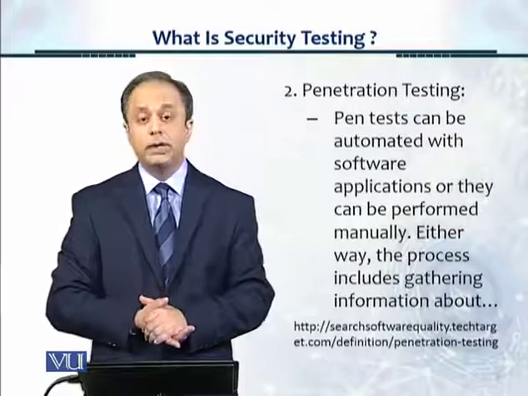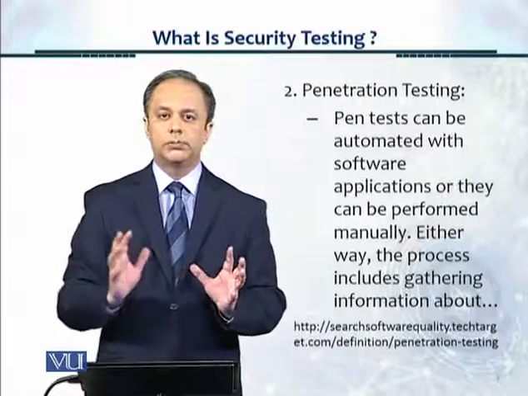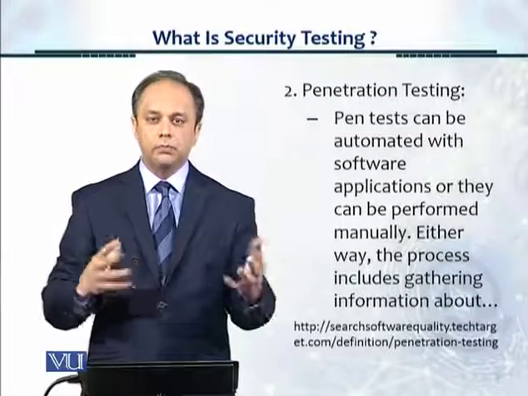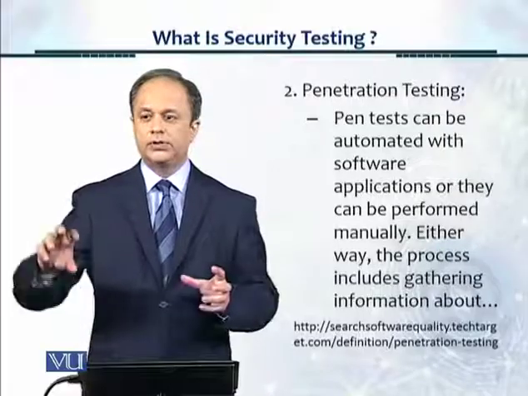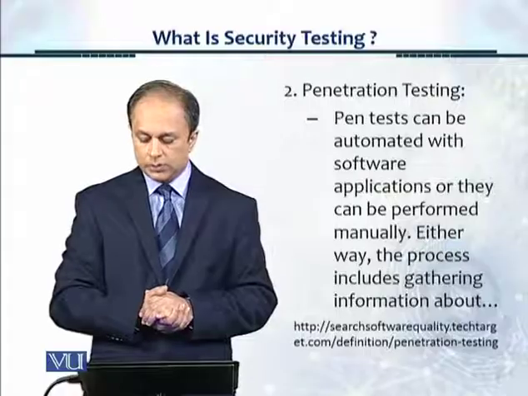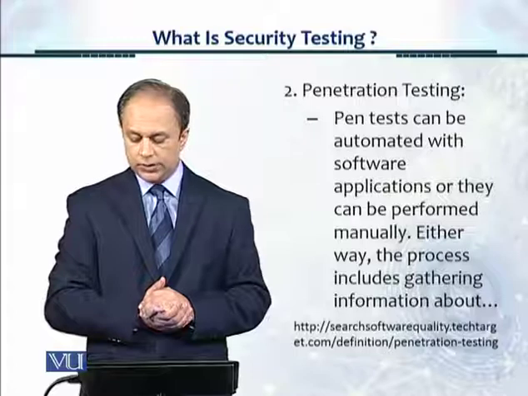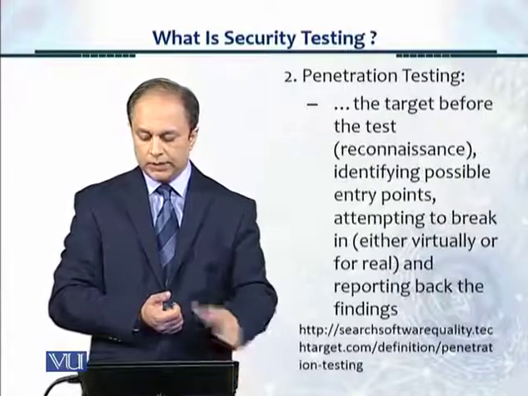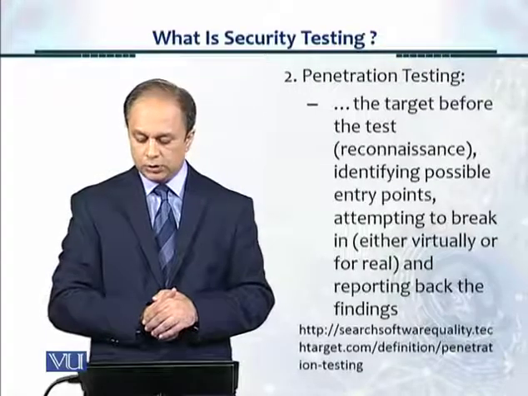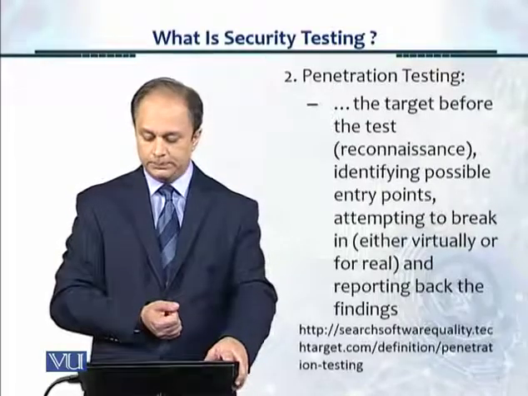Pen tests can be automated, and usually they're a combination of manual and automated mechanisms, because the pen tester has a toolkit. Just like a vehicle mechanic has a toolkit, and some tools are automated and some tools are manual. So pen tests can be automated with software applications or they can be performed manually. Either way, the process includes gathering information about the target before the test, which is called reconnaissance, identifying possible entry points, attempting to break in either virtually or for real, and reporting back the findings.